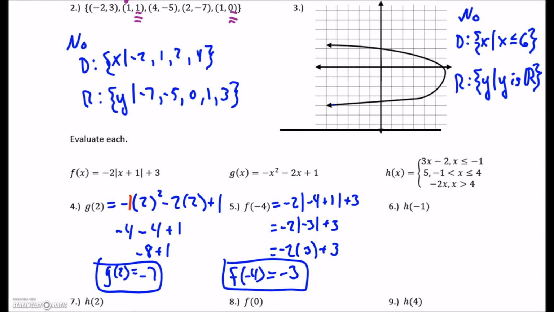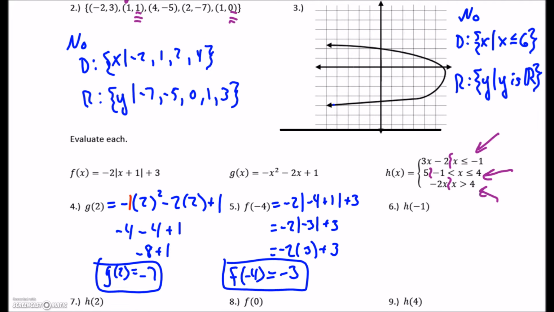If I look at the next one, I want to do h of negative 1, so now I'm using my h function. And the h function is a piecewise function, so I have to look down through this thing and decide where I would use an x value of negative 1. And that's defined by what's over here. These things on the other side of the comma basically tell me which x values are being used. In other words, I use this first function, the 3x minus 2, when I have x values that are less than or equal to negative 1. I use the second function, the 5, when x is greater than negative 1 but less than or equal to 4. And I use this last function when the x values are greater than 4.